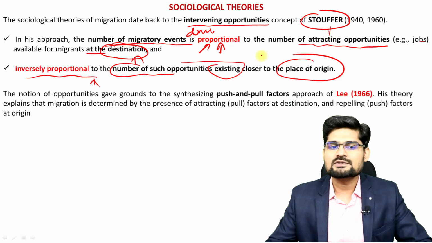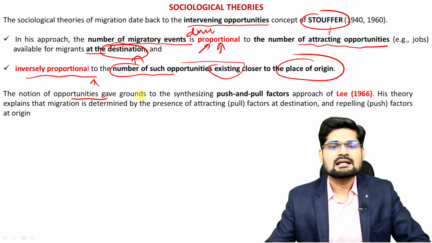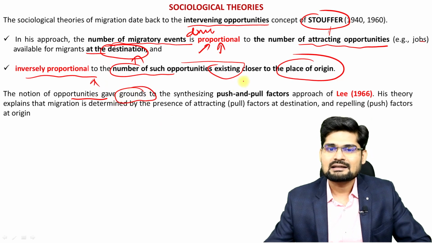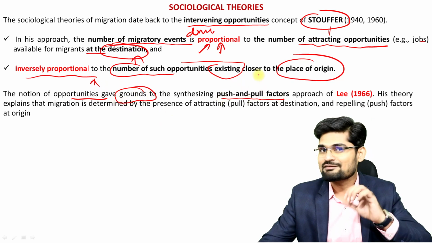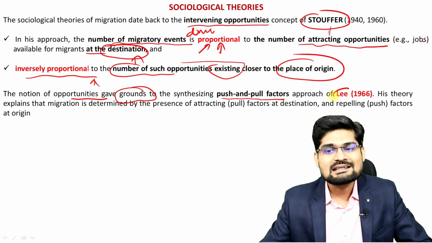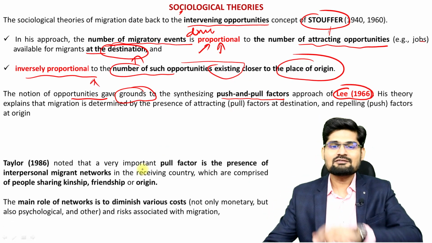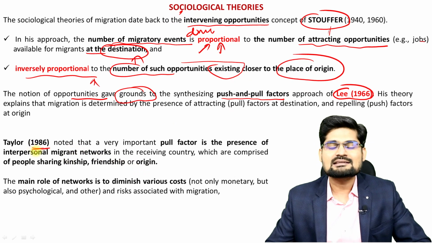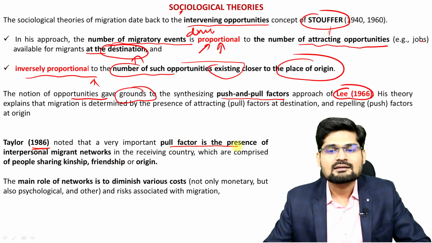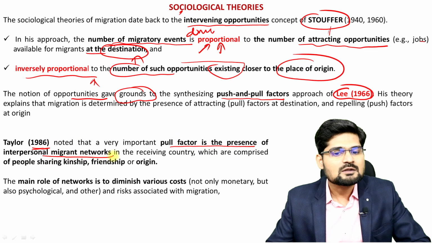Then further, if you observe, the notion of opportunities gave grounds for one more thing, that is push and pull factors. You must have heard about it, I believe. That is Lee's theory of 1966. That is also part of sociological theories. Then further, Taylor's theory of 1986, which talks about a pull factor, that is, the presence of interpersonal migrant networks.